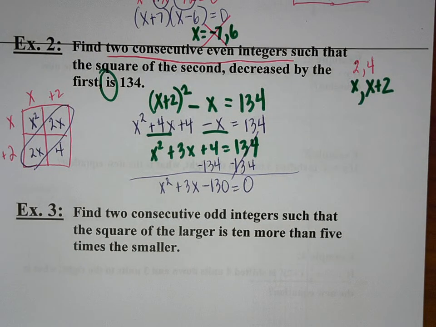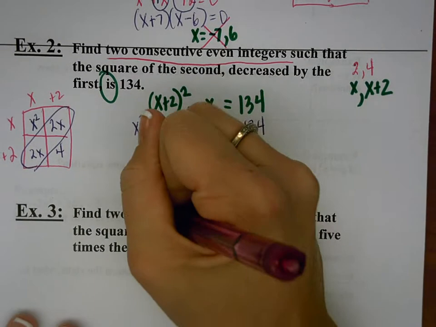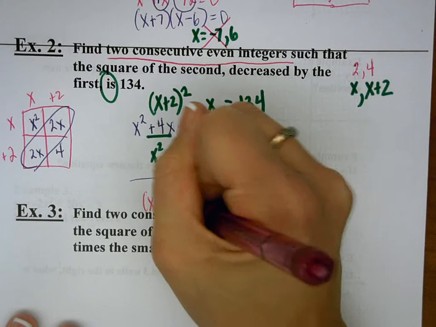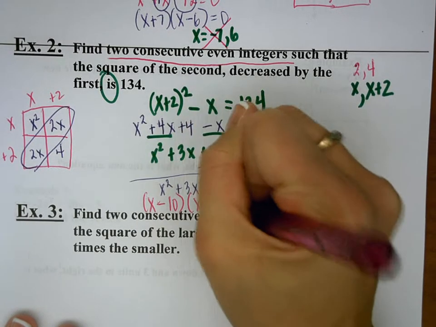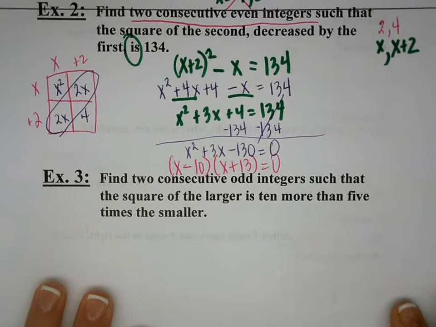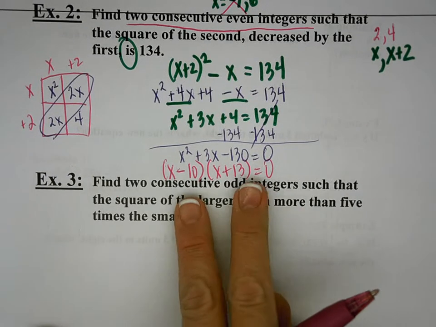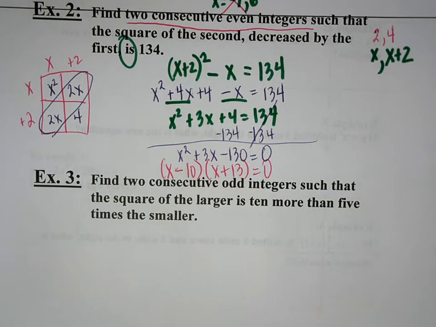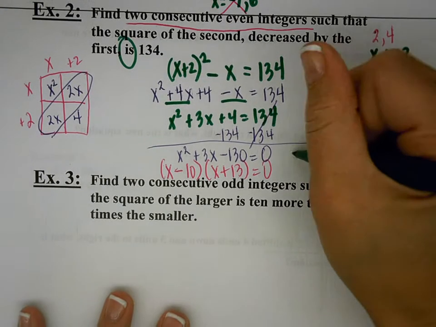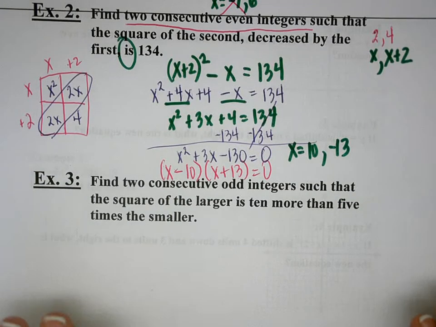So what numbers factor and multiply to be negative 130 and add to be 3? 13 and 10. And which one will be negative? Good. So we're going to have x minus 10 and x plus 13 equals 0. Okay, so again, these add to be 3, multiply to be negative 130. And when I set those equal to 0, what does x equal? 10 and negative 13.